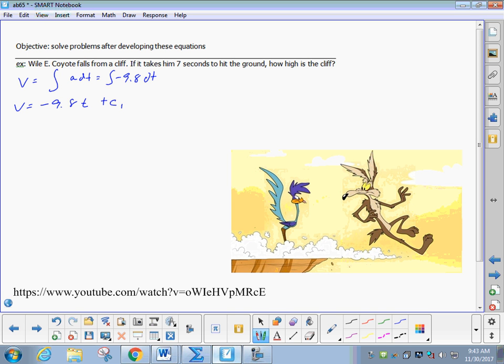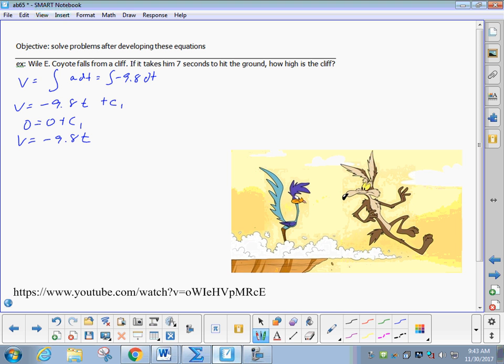Oh, wow, I just wrote t instead of dt. My nightmares as a teacher right there. At time 0, his velocity was 0. Falls from a cliff kind of implies that it had no initial component to it. So 0 equals 0 plus c1. Velocity equals negative 9.8 t only, therefore.